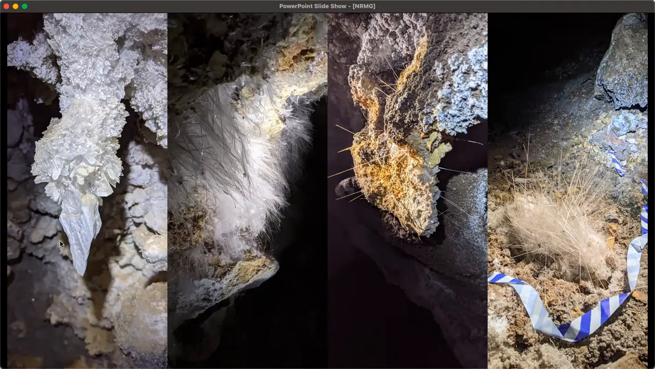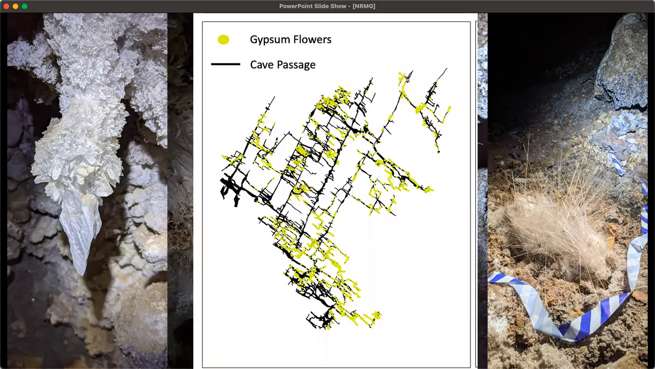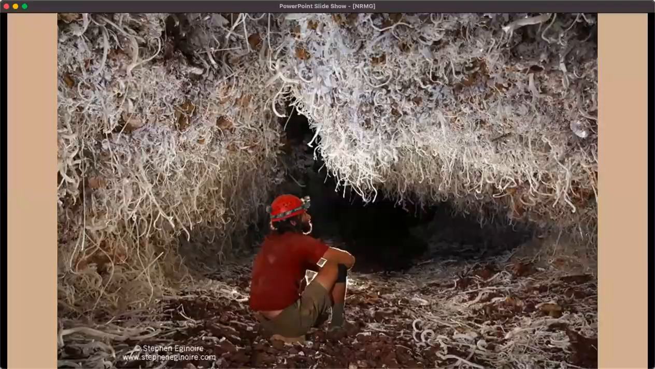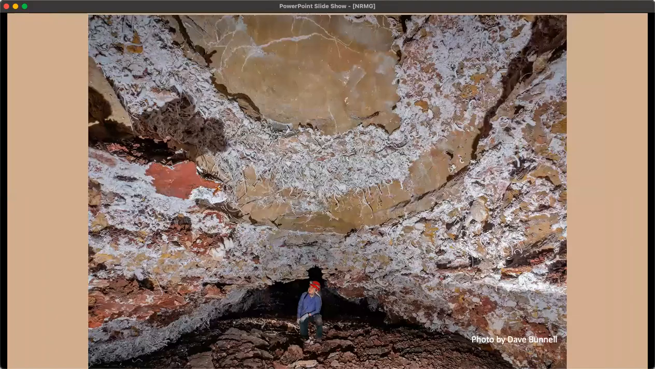We've got gypsum swords, gypsum hair, gypsum needles, gypsum grass, as well as millions of gypsum flowers, the best I've ever seen. This is a map showing the distribution of gypsum, and I think it's actually underrepresented by this figure, but it gives you a sense of the sheer amount of sulfate in the system to create gypsum. Again, beautiful gypsum flowers.